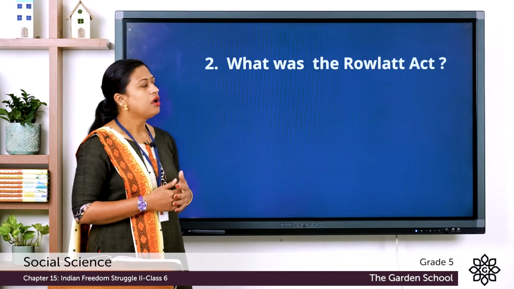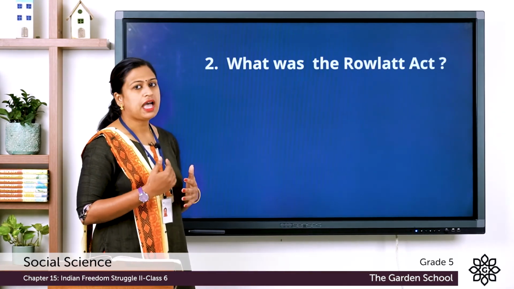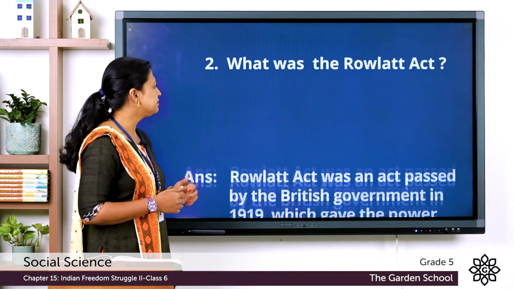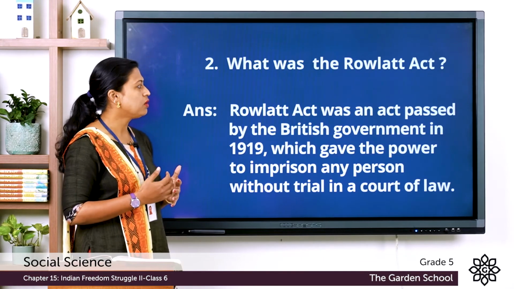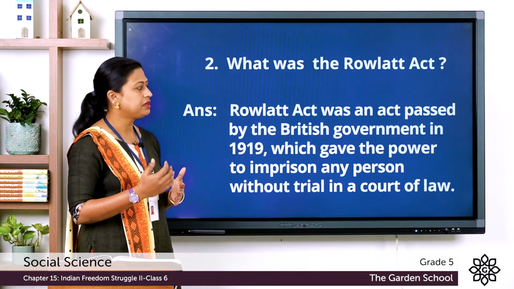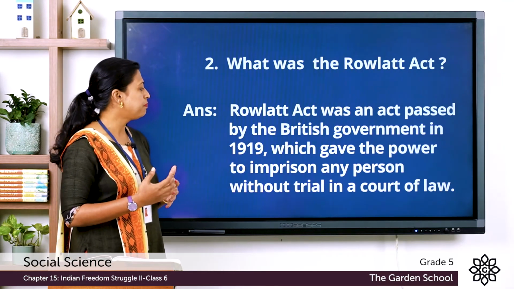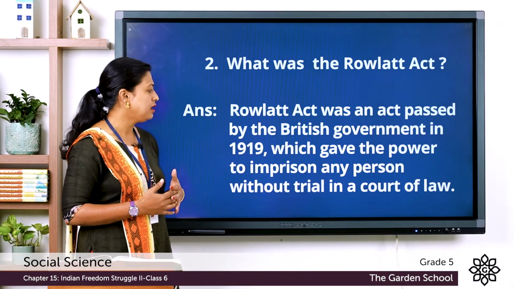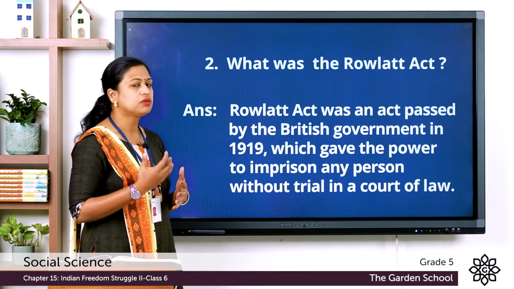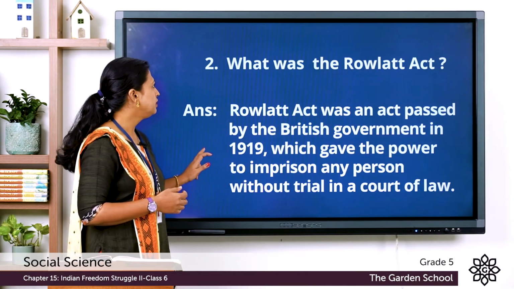Second question, what was the Rowlatt Act? And the correct answer is the Rowlatt Act was an act passed by the British government in 1919 which gave the power to imprison any person without trial in a court of law.